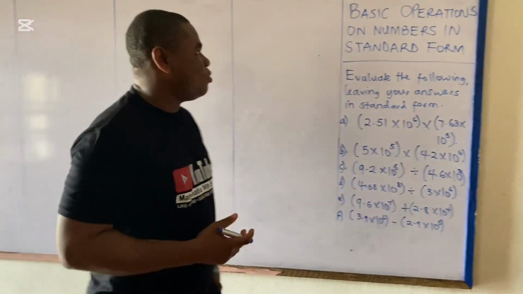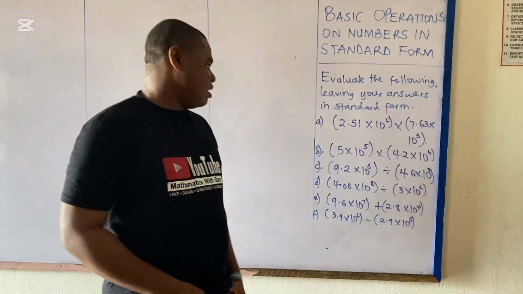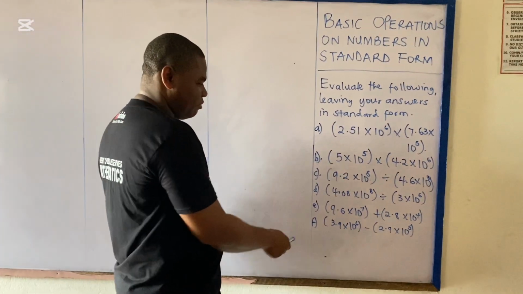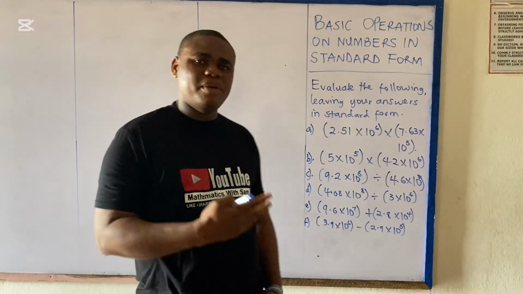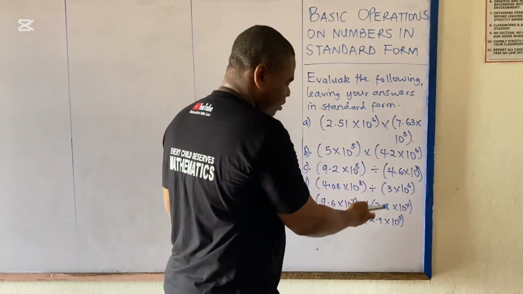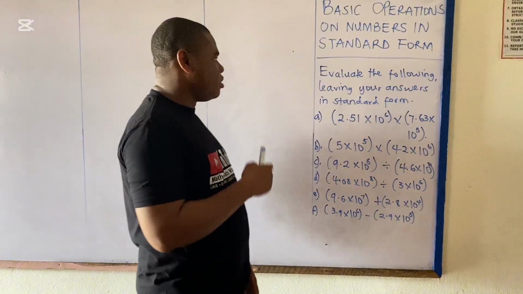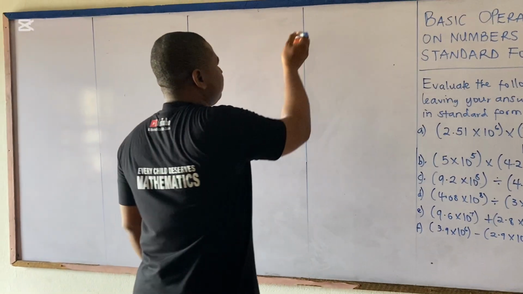Today our main focus will be on basic operations on numbers in standard form. Our examples from A to D will help us explain the basic concepts we will need here on multiplication, division, addition, and subtraction. Alright, now let's go to our first example.